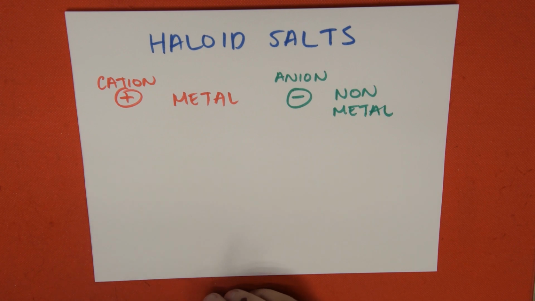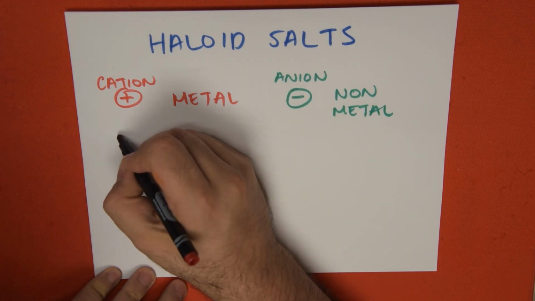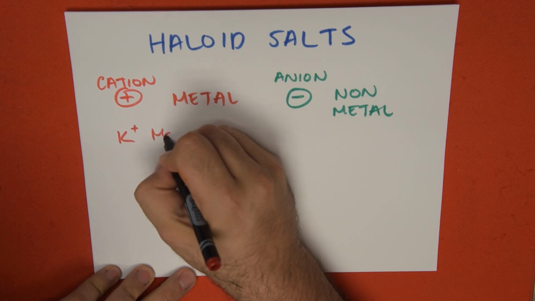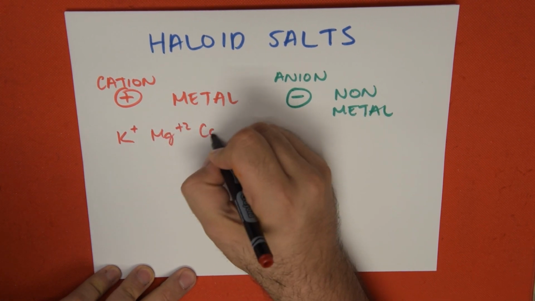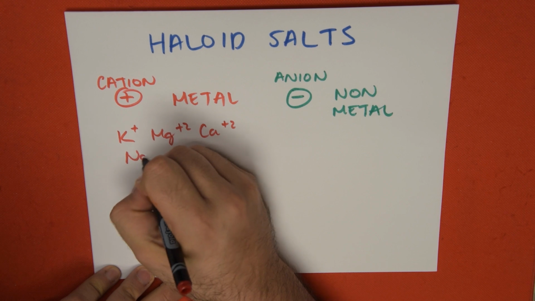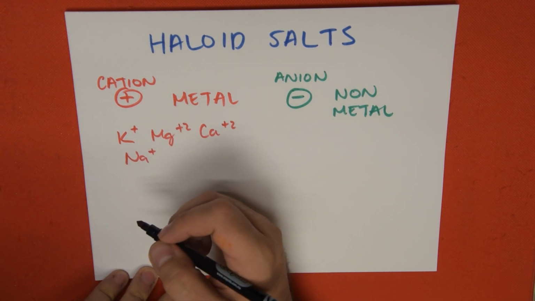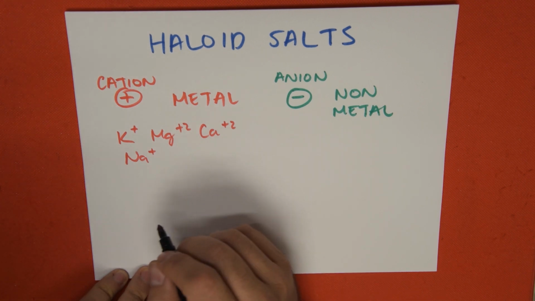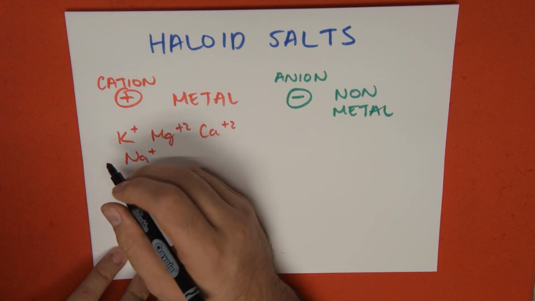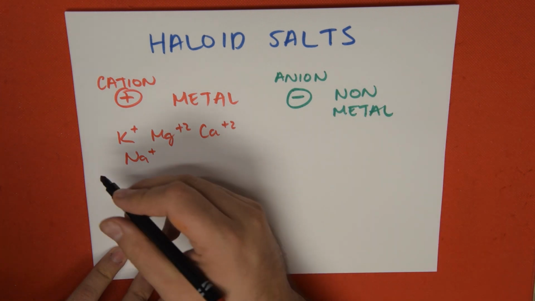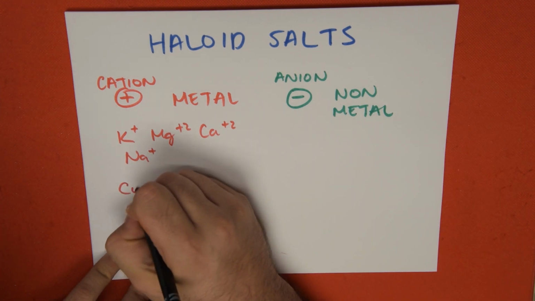Remember, metals have positive valences. That means they give away their electrons. In this case, some common examples are potassium +1, magnesium +2, calcium +2, sodium +1, all of these, right? But we also have metals that have multiple valences, which we'll be talking about later on. And this video is important because it's going to set the precedent so that we can speak about all the different types of compounds. So, for example, we have copper.